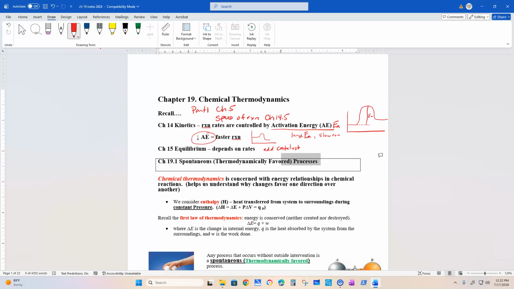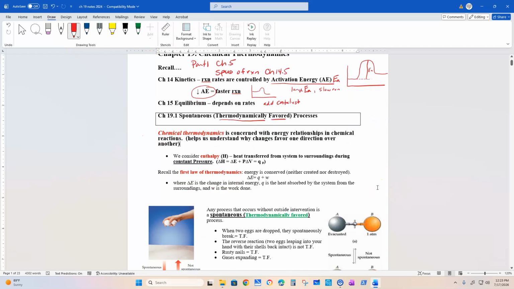So we have two very important words: spontaneous, but AP prefers to hear thermodynamically favored. This is a good thing. It basically tells us that a reaction can occur on its own. Chemical thermodynamics is concerned with energy relationships and chemical reaction. It helps us understand why a reaction favors going one way over another. So why does a reaction prefer to go A to B versus B to A? Why does it prefer to go this way versus the other way?